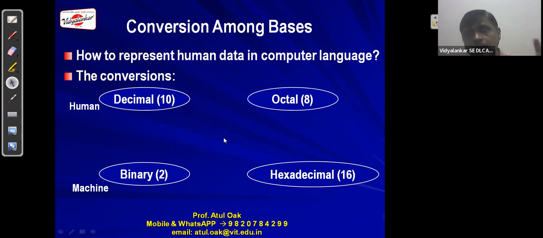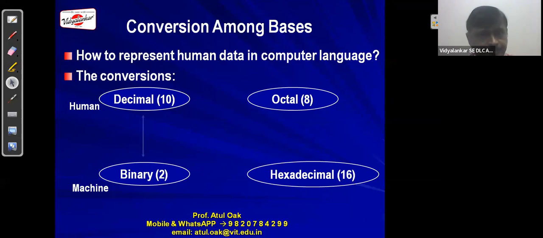Okay, if my data is in decimal, how does it look in binary? If my data is in binary, how will it look in decimal? If my data is decimal, how will it look in hexadecimal? If my data is hexadecimal, how will it look in octal? That translation is called conversion, and these are the possibilities.